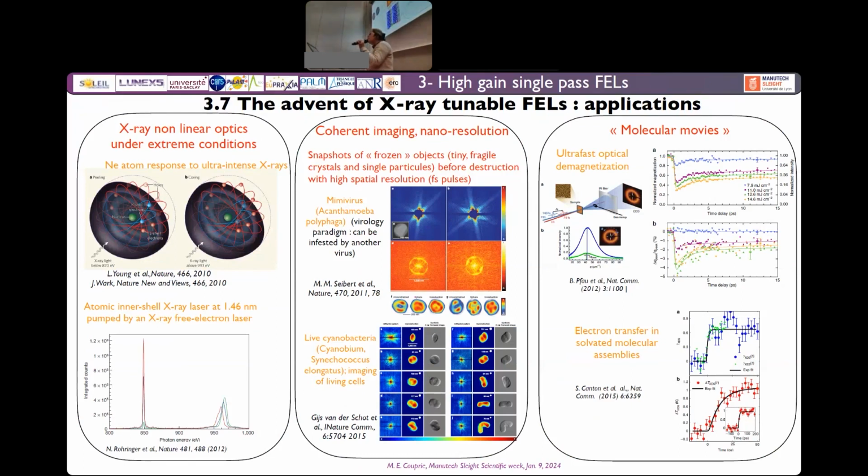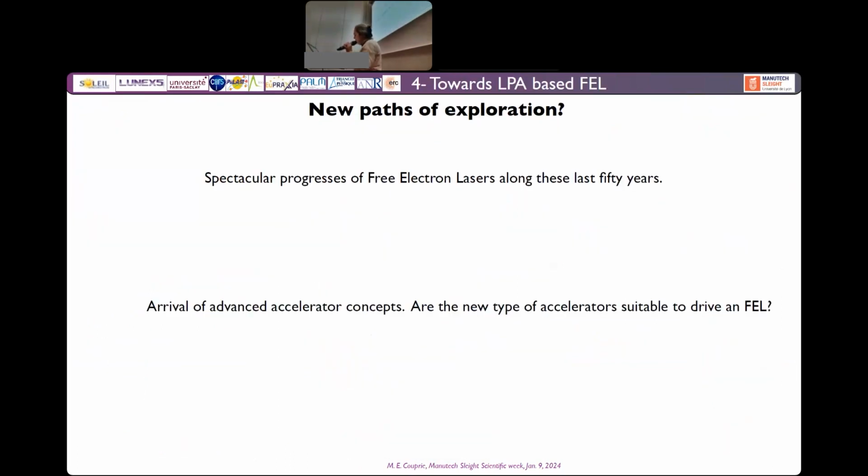And the third category of experiments is what we call molecular movie. So it's pump probe experiments. And one can, for instance, study ultra-fast optical demagnetization or electron transfer in solvated molecular assemblies. So there is a large variety of applications and many groups which gather in teams to exploit these FELs.